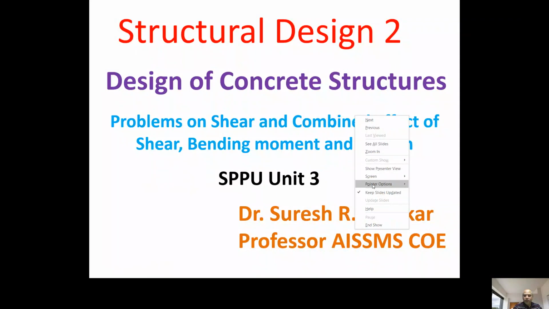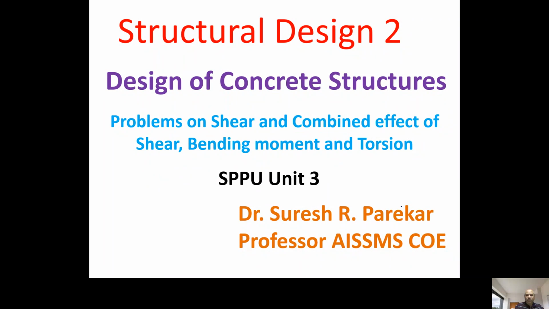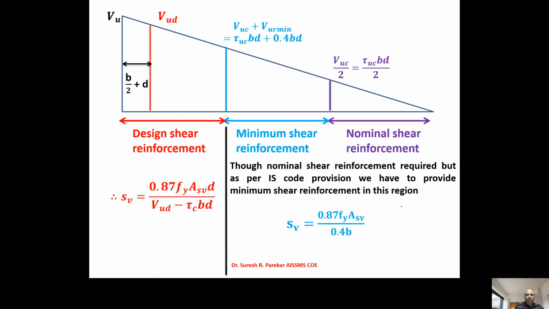Good evening. Today we are going to see a problem on shear reinforcement. So we have unit 3. Now we have seen already that nominal shear reinforcement is actually not required as per the IS code provision, but we have to provide minimum shear reinforcement to tie the main reinforcement rods and anchor bars.